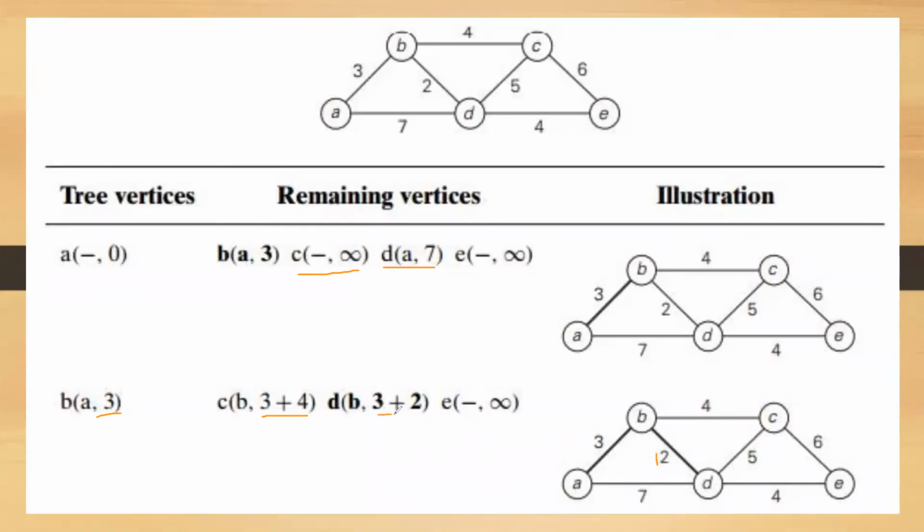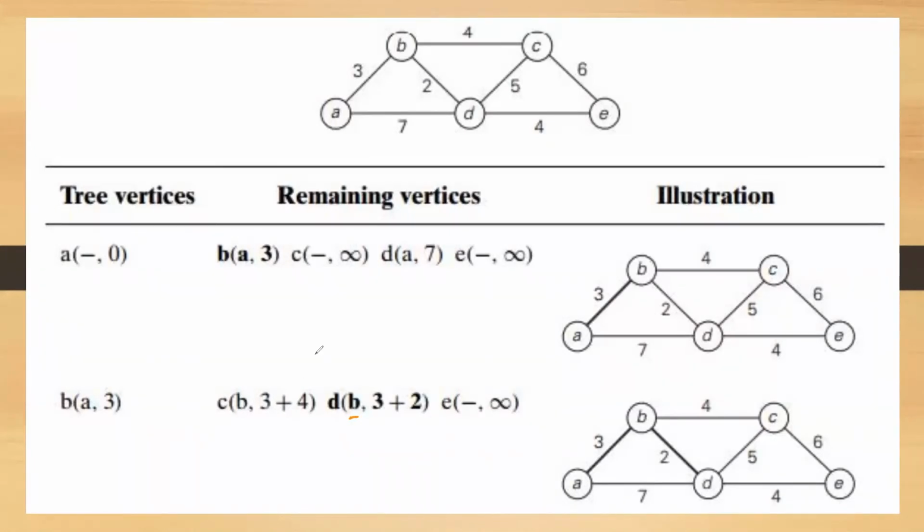When you update the distance of this, along with that also update which is the parent of that node. So you have got the value of 3 plus 2 is equal to 5 via B. So hence you have written it as B. E is a vertex which cannot be reached, and hence it is infinity.